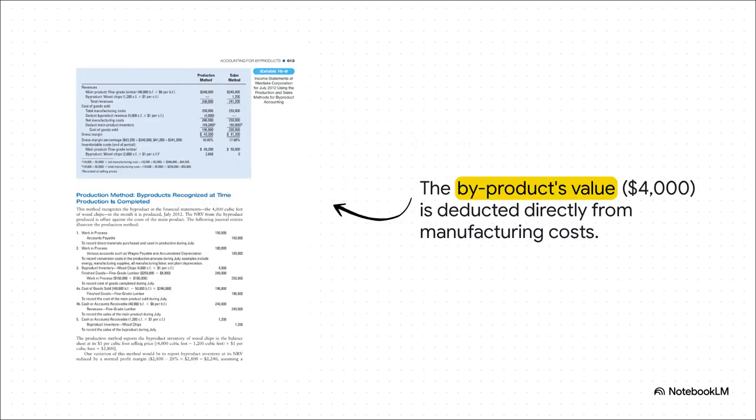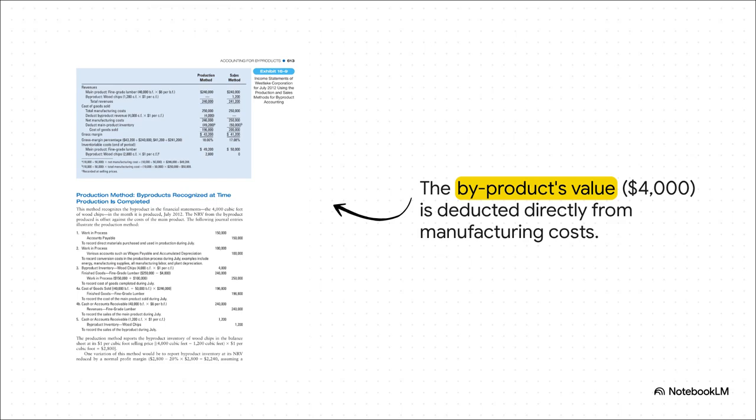And here it is. This is the aha moment. Look at this income statement. We start with the total manufacturing cost of $250,000. But then, look right there, we have a line that says, deduct byproduct revenue, $4,000. That value isn't some extra income at the bottom of the report. Nope. It's a direct deduction, our rebate, from the cost of making the lumber. So the true cost of making that lumber is now down to $246,000.